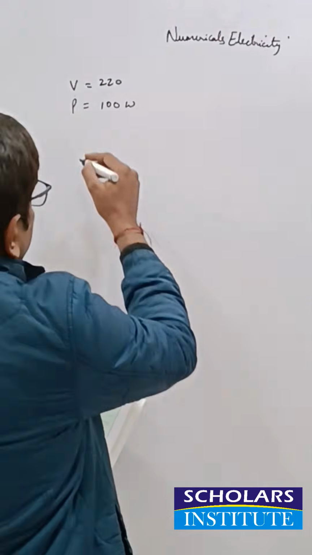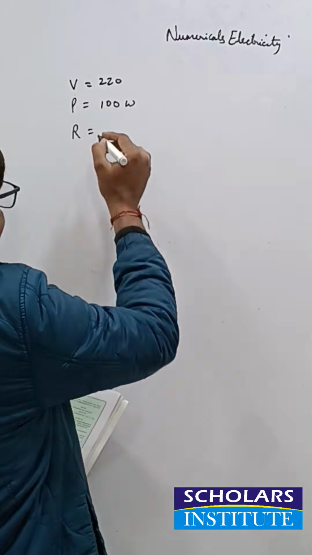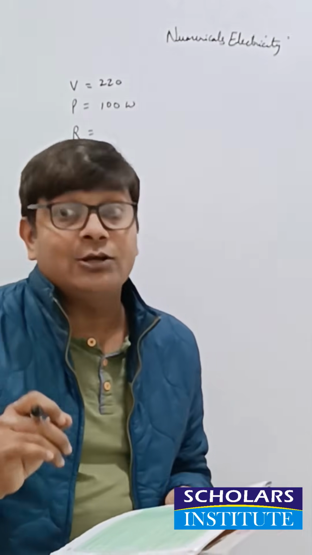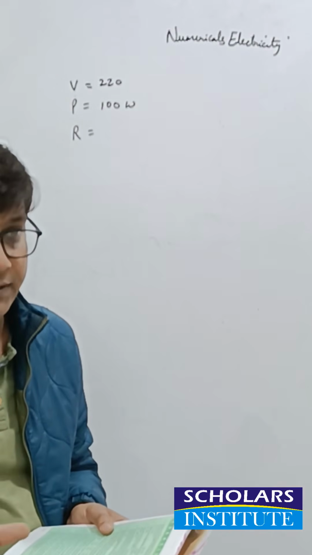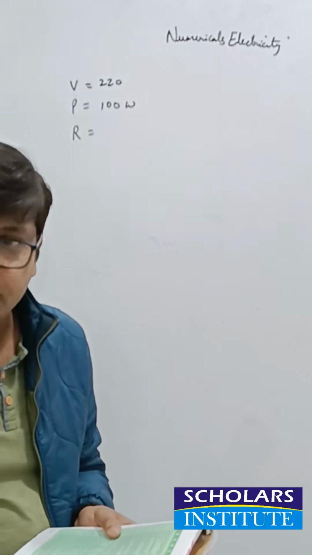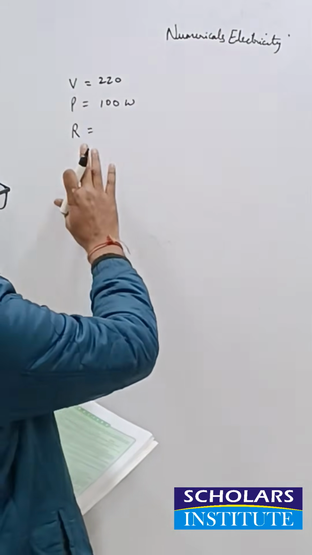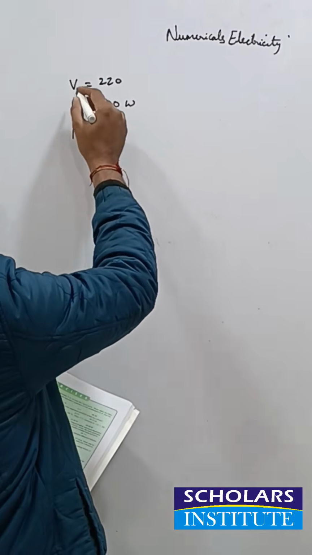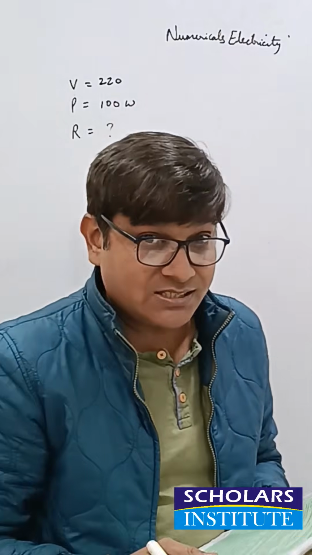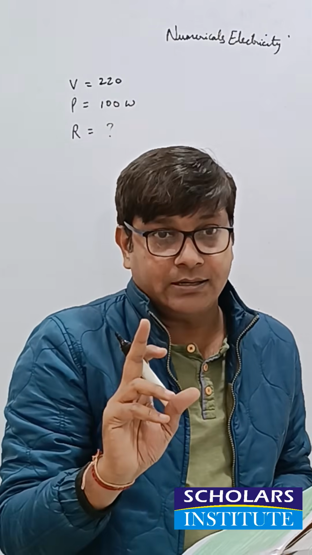Okay. So what we find is, let us find the resistance, because resistance is going to remain constant for any given electrical device. तो इस क्वेश्चन में पहले हम रेजिस्टेंस निकाल लेते हैं. ठीक है. अब रेजिस्टेंस कैसे निकालनी है? हमें पावर, पोटेंशियल डिफरेंस और रेजिस्टेंस को एक फॉर्मूला में रखना है.